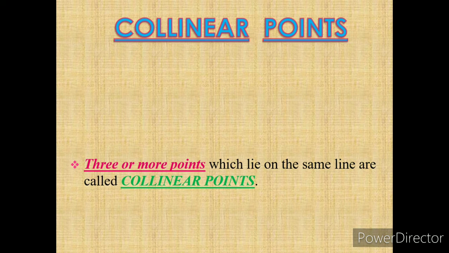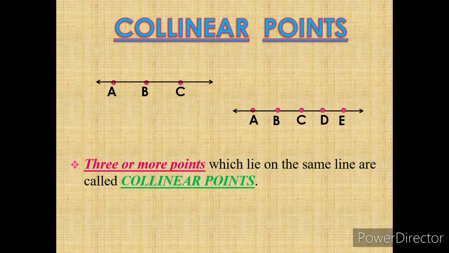Let us see the geometrical presentation. Suppose this is a line on which 3 points are there, A, B and C. You can see that 3 points, they are lying on a single line. So the collinear points here are A, B and C. Similarly, if I pass 5 points from a line and they are passing through a single line, they all are your collinear points, and even more than 5 can also lie on a line. The main concept is 3 or more points which lie on the same line.